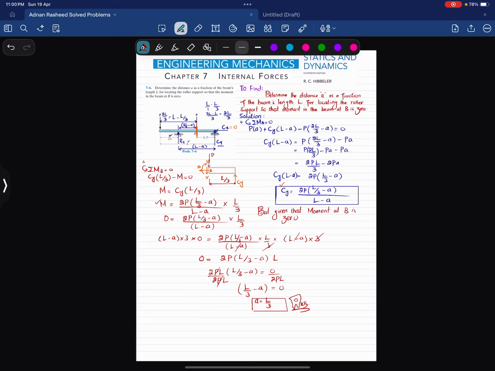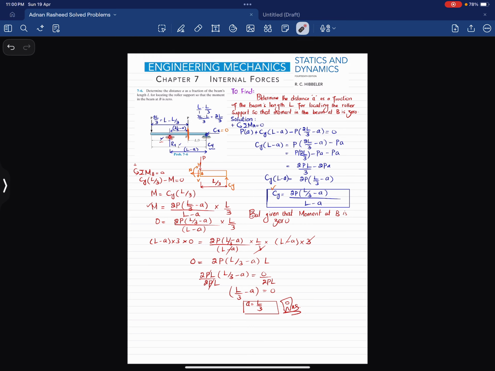Okay, so this is the answer that we will be having. We have to locate this roller support at a distance of L by 3 from this side, so that moment at point B is equal to 0. And that was all about this problem 7-6.